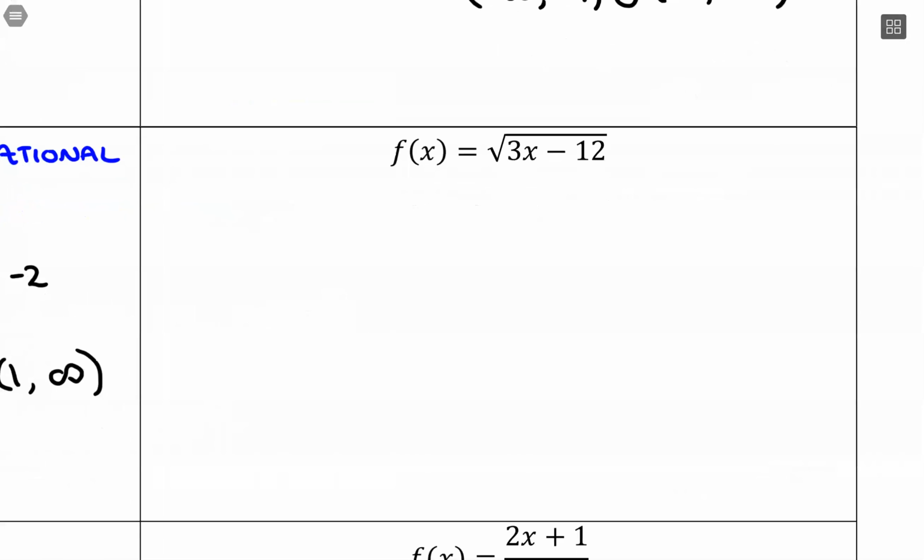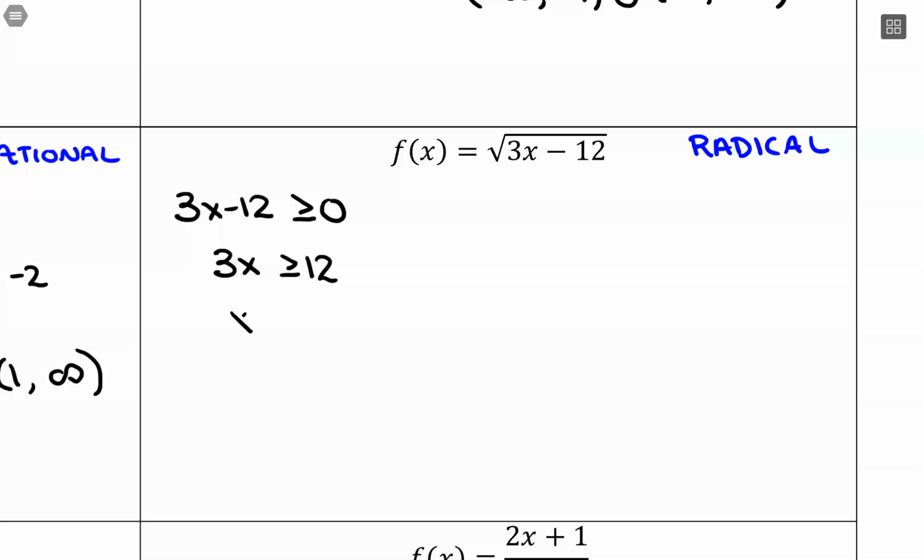Alright, radical function. So with this, I want to take everything that's underneath the radical, so that 3x minus 12, and I want to set that to be more than or equal to 0. So I'm going to add 12 to both sides, divide by 3, so x has to be more than or equal to 4. So that means for an interval, we can start at 4 and then go off to +infinity.